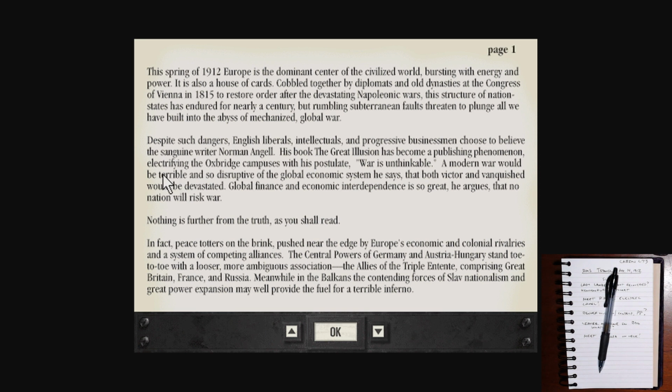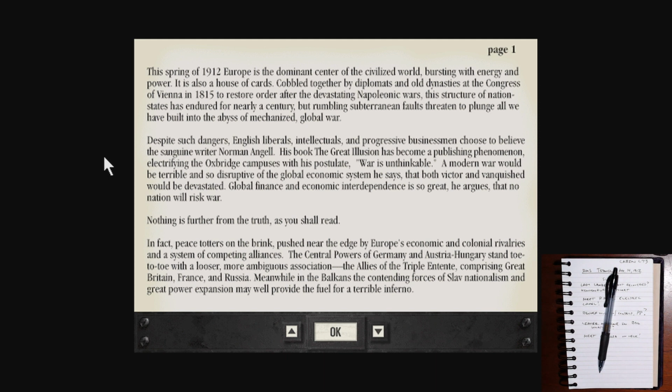This spring of 1912, Europe is the dominant center of the civilized world, bursting with energy and power. It is also a house of cards. Cobbled together by diplomats and old dynasties at the Congress of Vienna in 1815 to restore order after the devastating Napoleonic Wars, this structure of nation-states has endured for nearly a century, but rumbling subterranean faults threaten to plunge all we have built into the abyss of mechanized global war.